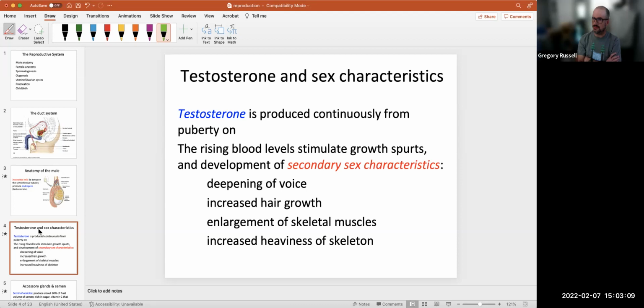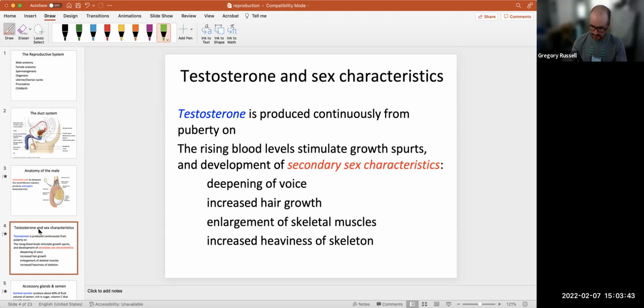Now, testosterone is necessary for the production of sperm, and we don't really start making large amounts of testosterone until puberty. If you remember back to my endocrine system lecture, I mentioned that the adrenal glands make very small amounts of testosterone throughout life in both genders. But in males, once puberty begins, that's when the testes really amp up their production of testosterone. So again, it's responsible for sperm production. However, it also is responsible for the enhancement of secondary sex characteristics.